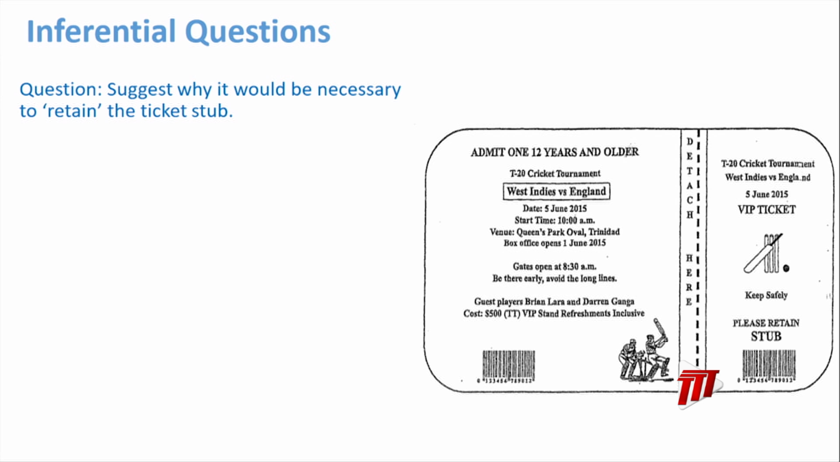Suggest why it would be necessary to retain the ticket stub. We know the stub is part of the ticket and retain is to keep. Why would we want to keep part of the ticket safely?